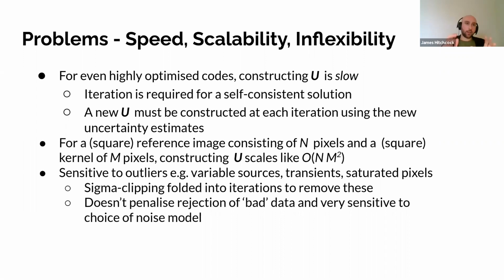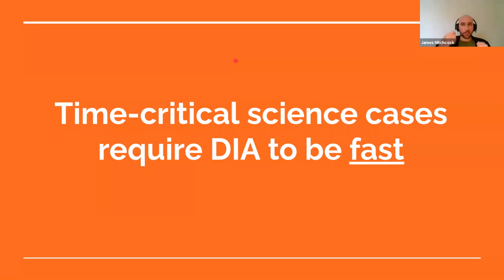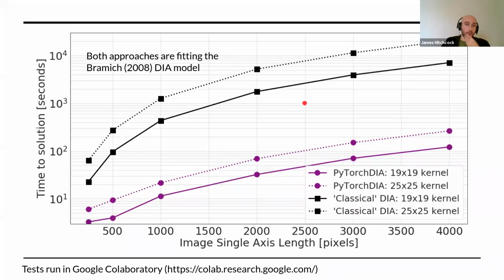But really, this first point is the main point I want to highlight, because particularly for this community that deals with time-critical science cases, the faster we can subtract images, the faster we can issue alert streams, and the more science we can do, because the faster we can detect transient astrophysical events. So I'll just show you some performance comparison tests here.